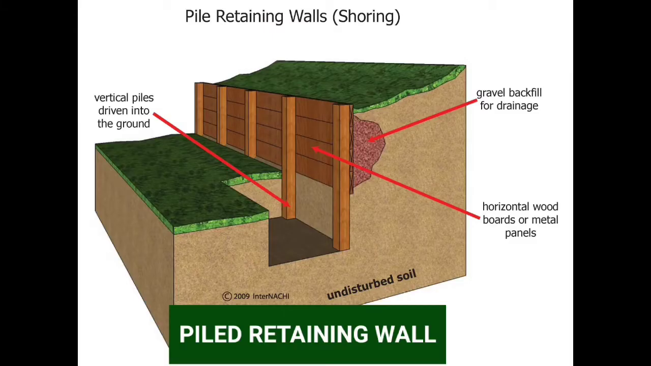Number 7, pile retaining wall. Pile retaining walls are constructed by driving reinforced concrete piles adjacent to each other. Piles are forced into a depth that is sufficient to counter the forces which try to push over the wall.